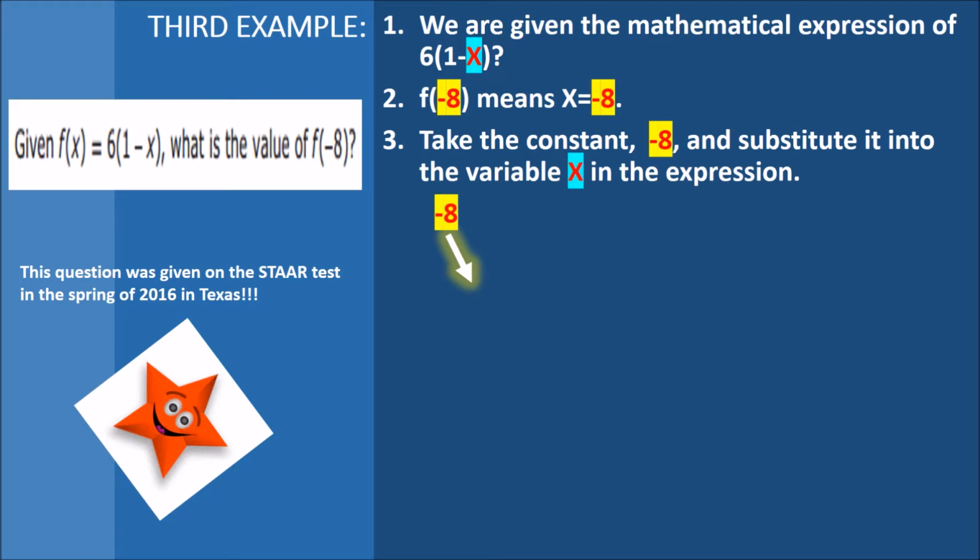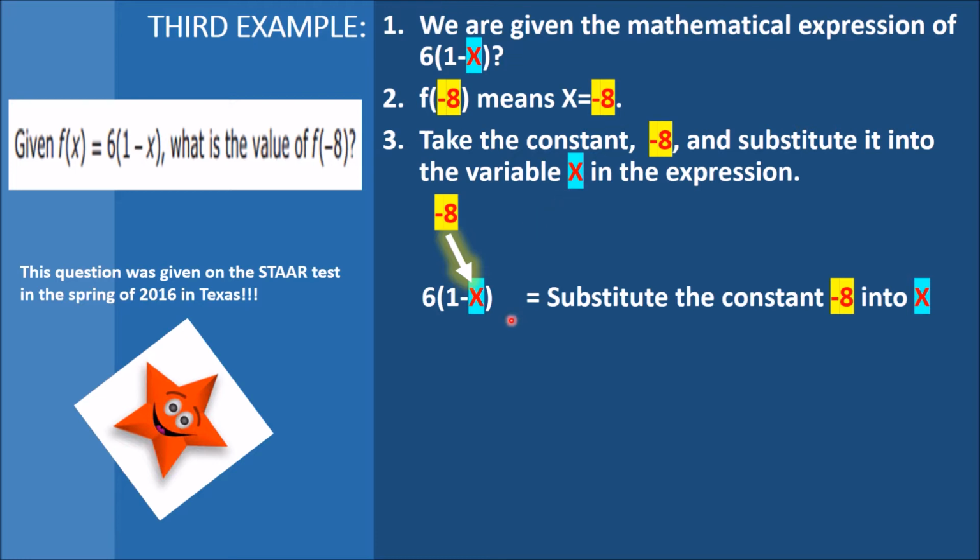Now, the third thing we're going to do is take that constant negative 8 and substitute it into the variable x in our mathematical expression. So here's our mathematical expression, 6 times the parentheses 1 minus x, and we're taking negative 8 and putting it into that parentheses. So we substitute the constant negative 8 into our variable x. So here's our next step.